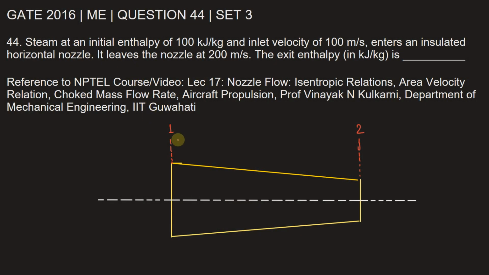Now in the problem it's given that it's an insulated horizontal nozzle. So let the entry point be 1 and the exit point of the nozzle be 2. From any datum line, let's say this is the datum line.